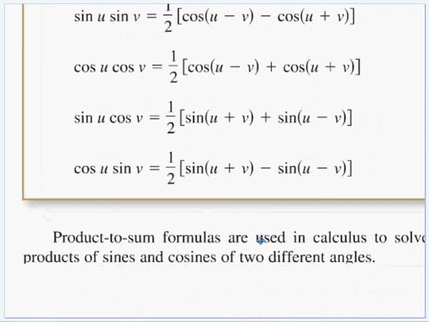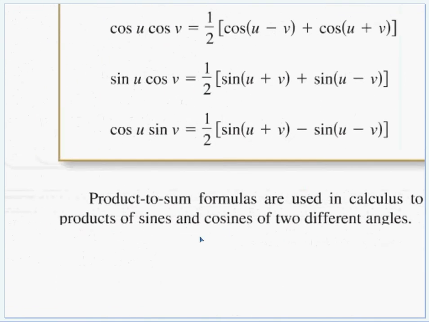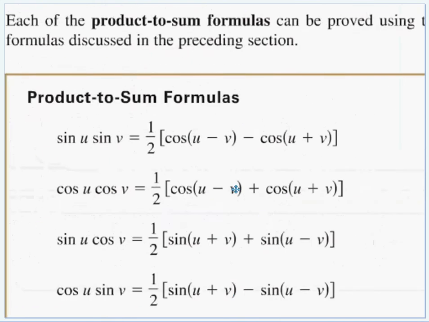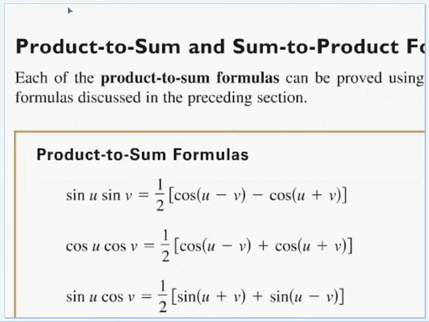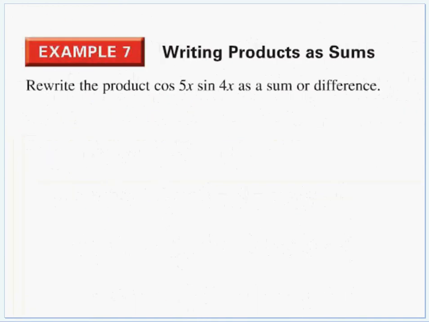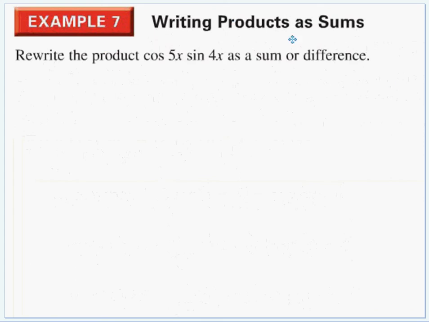And it says product to sum formulas can be used in calc to solve problems involving products of sines and cosines of two different angles. And here we go. Example 7. Rewrite the product of cos 5x times sine 4x. So let's look for the pattern cos times sine.